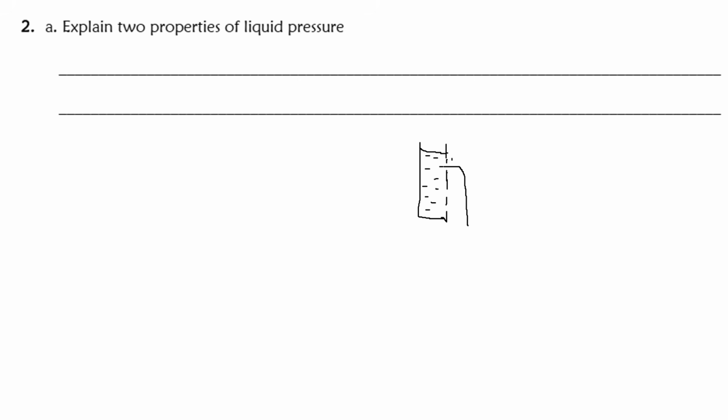And this hole number 2. So water from the first hole, the one on top, is going to come out covering a short distance. But water from the second hole will go a bit further than the first one. While water from the third hole, which is at the bottom and at much deeper level than 1 and 2, is going to go farthest. This shows that liquid pressure increases with depth. That's property number 1.